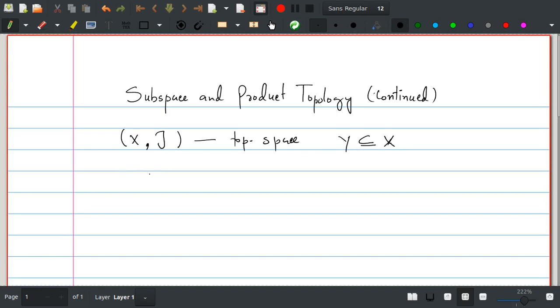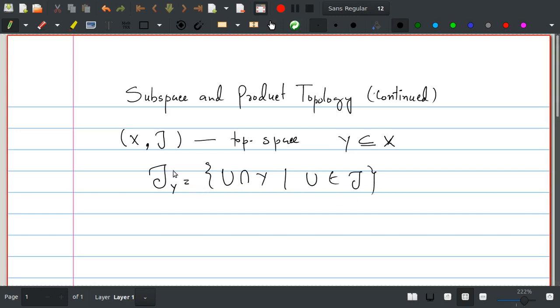Then if we look at this collection T sub Y, which contains all the elements obtained by taking the intersection of open sets in X with Y, I mean if we take T_Y to be the collection of U intersection Y, where U is open in X, then we proved in the last lecture this collection forms a topology on Y, and we call this topological space the subspace topology, and this Y is said to be a subspace of X in that case.